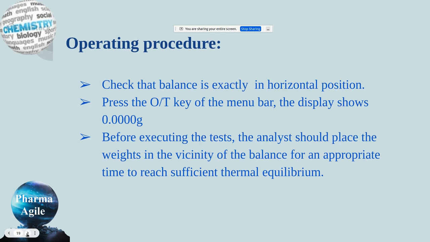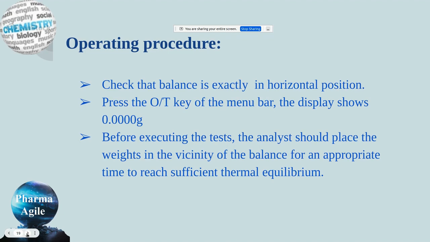Connect the power supply of the instrument with the mains and turn the power switch on. Press the on/off key. The display will show normal weight 0.0000 gram. Allow the balance to warm up for initialization for 30 minutes. Press the O/T key of the menu bar. The display shows 0.0000 gram.